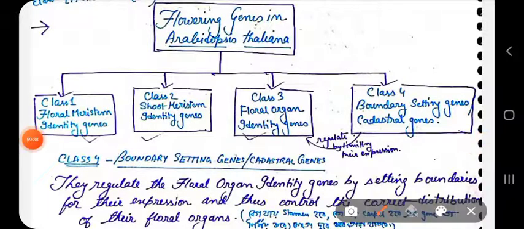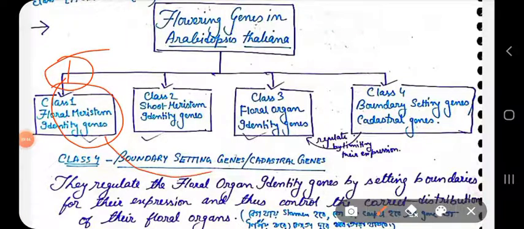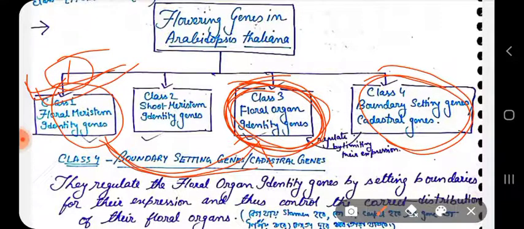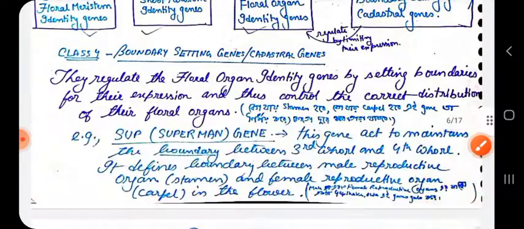So again I repeat, initially these genes are going to be expressed first, then they will activate these genes. Their expression is going to be limited by these genes, and in this way flower development occurs. Now, what are the signals which trigger the activation of class 1 floral meristem identity genes? That is what we are going to study now.